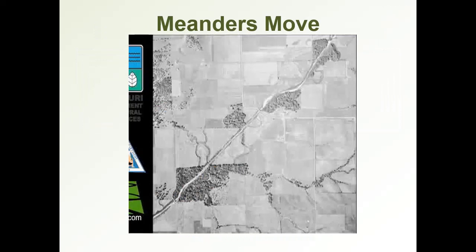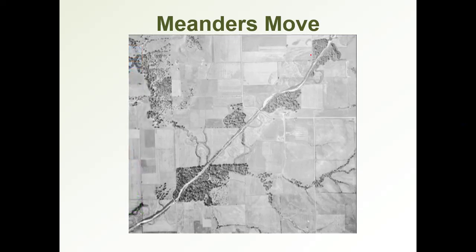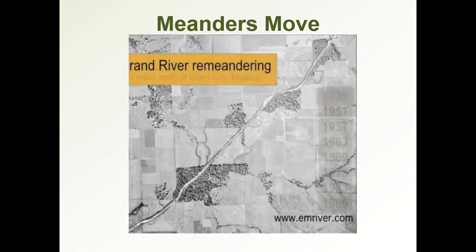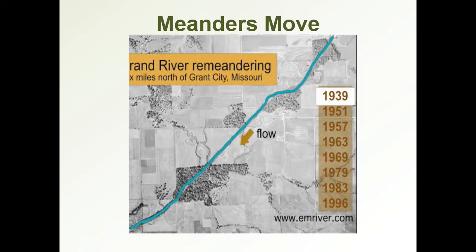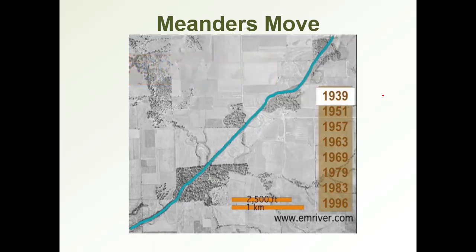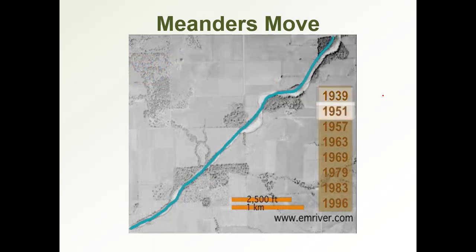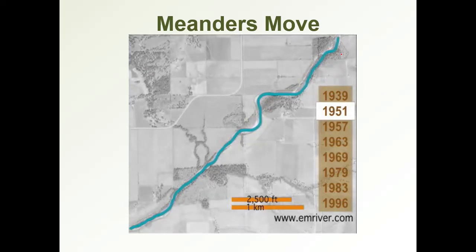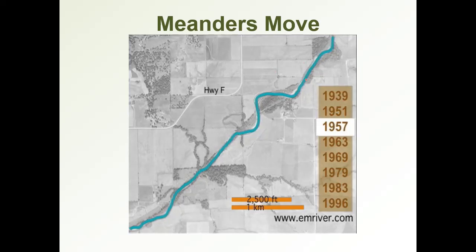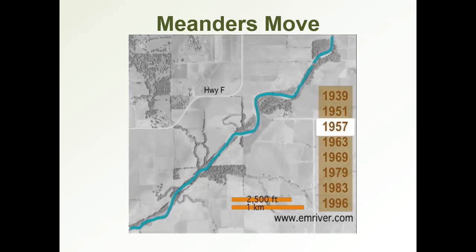So this is showing a progression of meanders. So I encourage you to watch the meanders up here. We will see one develop and then move downstream. So this is looking at maps and aerial photos starting in 1939 and all the way through 1996. So we can see we started a meander here. There's going to be a very strong meander that will show up in this area and move downstream.